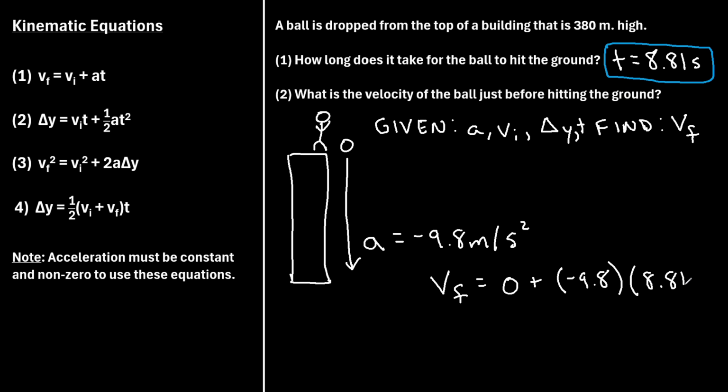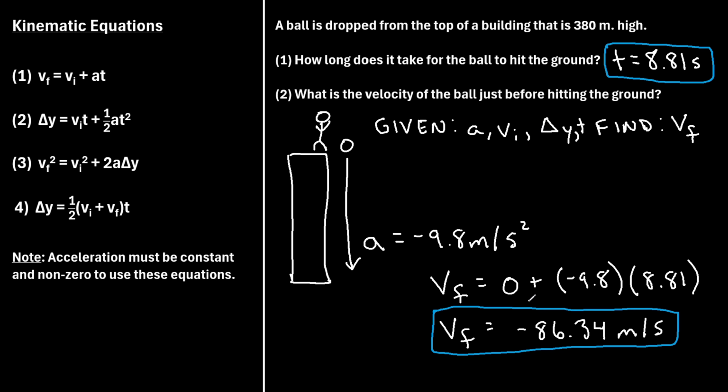So the final velocity is going to be negative 9.8 times 8.81, that comes out to negative 86.34. And we're talking about velocity, so our units are meters per second. So that is the final velocity of the ball just before hitting the ground. And notice that it's negative, so the direction is negative. In other words, the height is getting lower and lower until it hits the ground. That's why we have a negative velocity. So that is how you can solve a free fall problem that involves dropping an object.